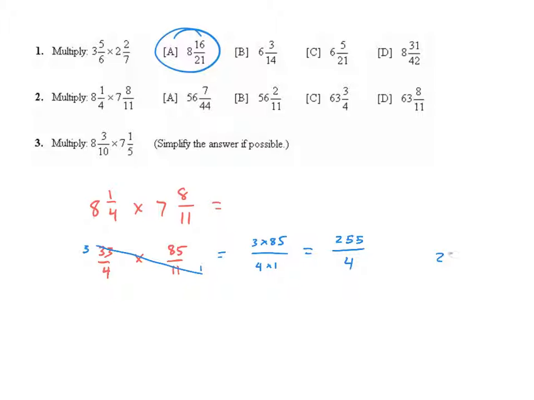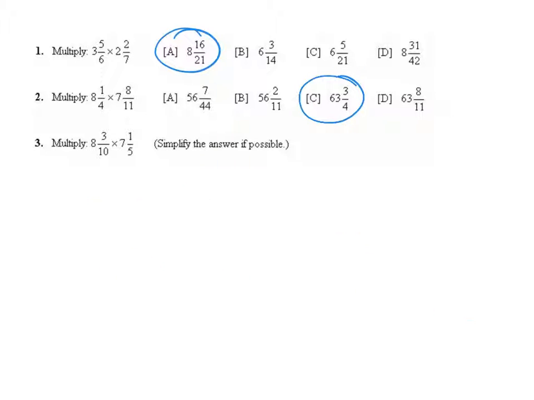I'm going to change this to a mixed number by dividing. 4 goes into 25 6 times. And then 4 goes into 15 3 times. So we have 63 and 3/4, which is C. And question 3, 8 and 3/10 times 7 and 1/5.